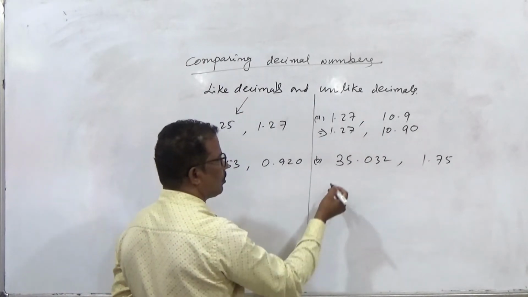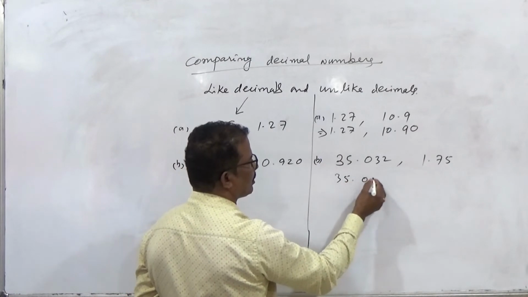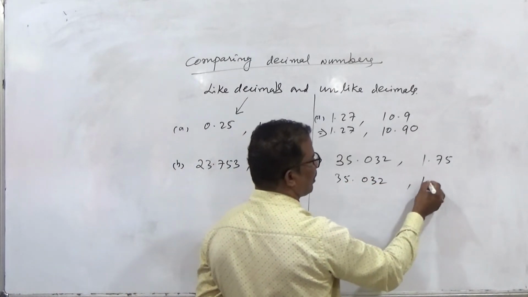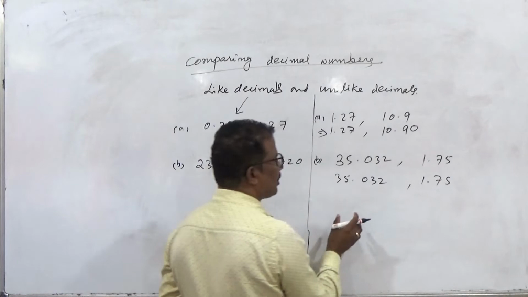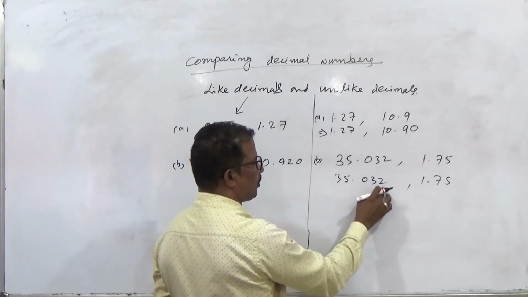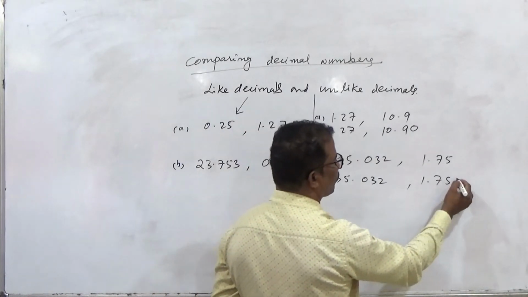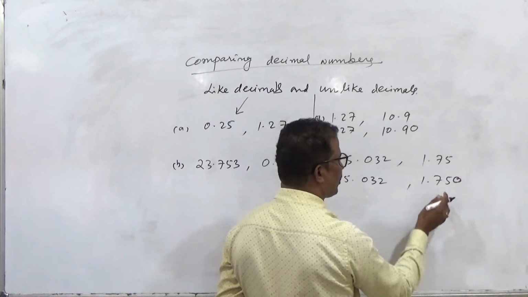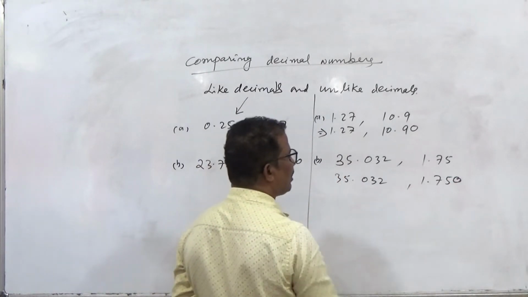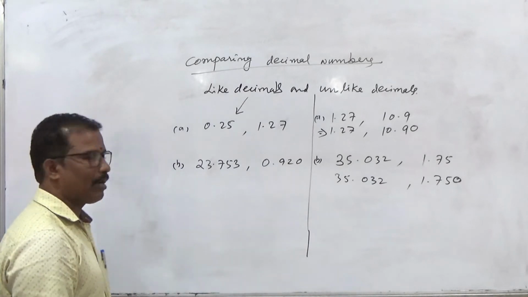Similarly for this also, it is 35.032, for this number 1.75. To make them like decimals, here 3 places are there and we have to add a 0 here. Now these 2 numbers are like decimals. Now how can we compare these two?